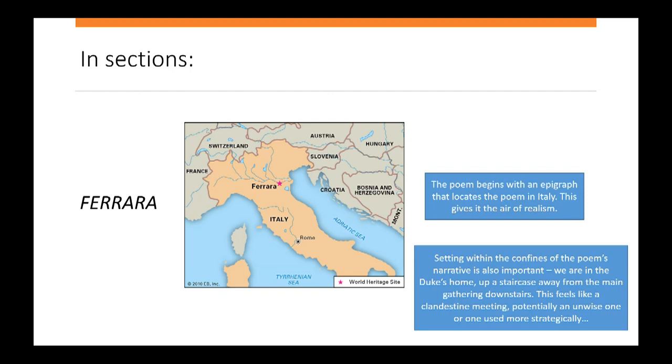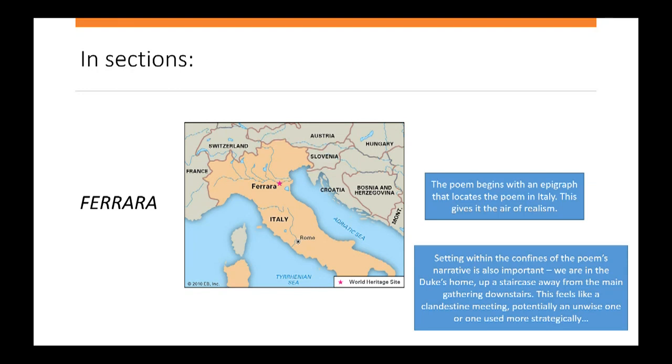So the first thing we get at the start of the poem, which I didn't include on those slides, is an epigraph or an opening of simply the city in Italy in which the poem is located. And it gives it an air of realism. We're in Ferrara, which certainly back in the day in the Renaissance era would have been a really important place. I think in Emilia Romagna.